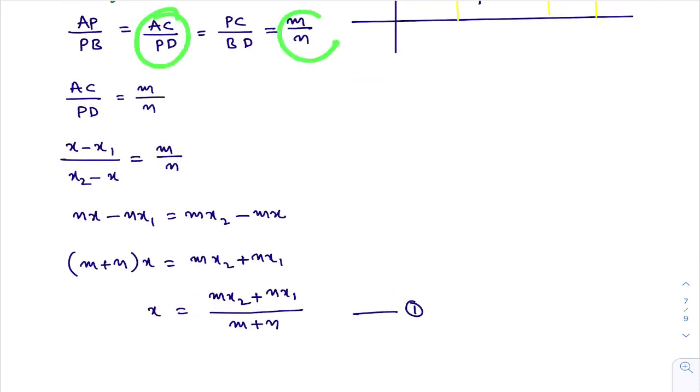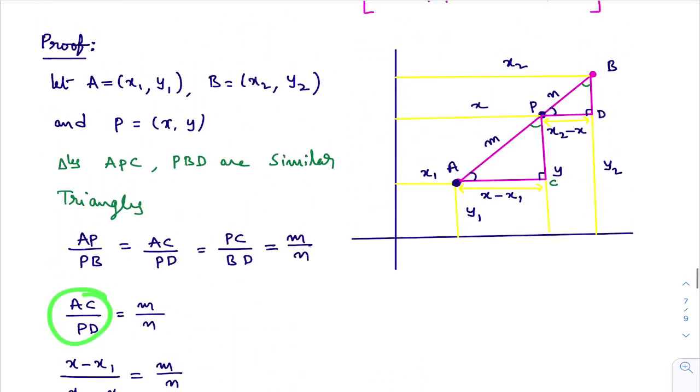AC divided by PD equal to m/n I taken. What is AC? You observe this diagram. This length you want to find. As you've taken P as x comma y, this full length is x. This length is x1, as you taken A as x1, y1. So obviously from the figure you can easily say AC is x minus x1.